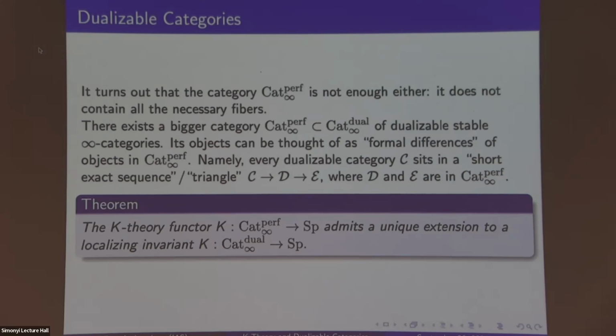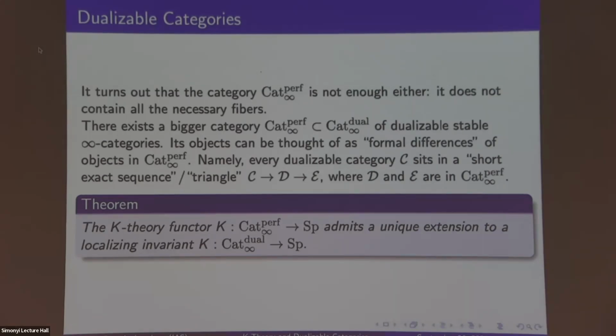So it's kind of formal differences. And now, yeah, the rigorous mathematical definition of this is that every dualizable category C sits in a short exact sequence like C, D, E, where D and E are nice. Okay, and there is a theorem: you can actually extend the K-theory functor from this world of nice categories to the world of dualizable categories.